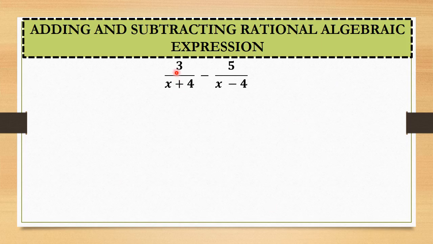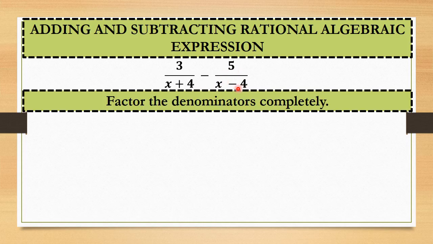Next, 3 divided by x plus 4 minus 5 divided by x minus 4. So, factor the denominators completely. So, x plus 4, this is already in factored form. So, its factor is still x plus 4. Then, x minus 4, already in factored form. So, its factor is x minus 4.